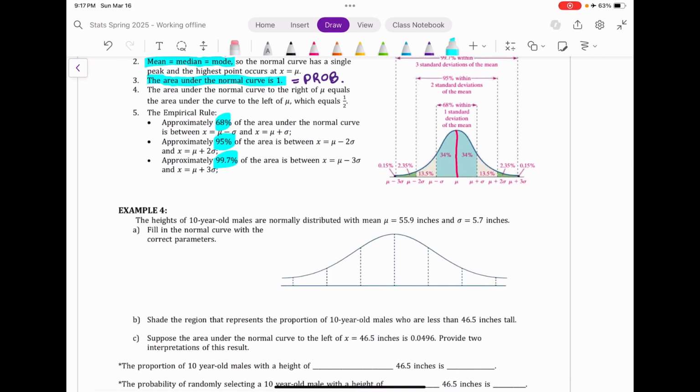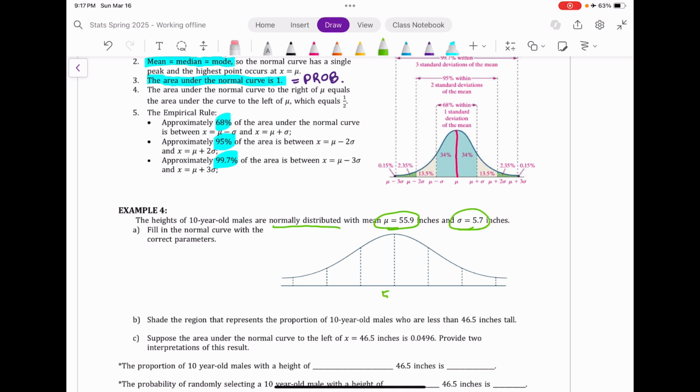Okay, so example 4, the heights. Typically heights are something that are normally distributed. So the heights of 10-year-old males are normally distributed. Hence, we can use the bell curve down below to represent the data. So the mean is 55.9 inches and the standard deviation is 5.7 inches.